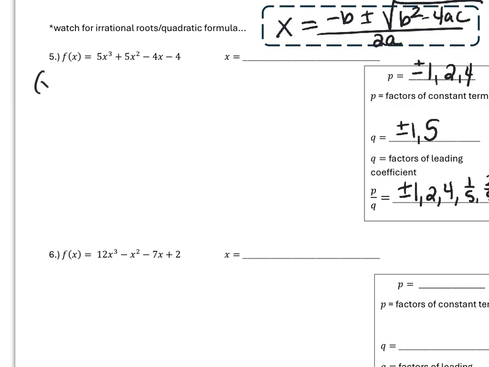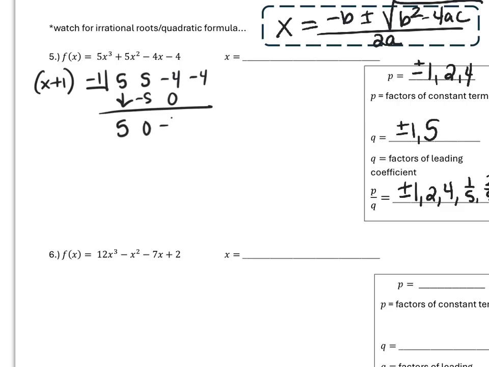So let's do x plus 1. So -1, 5, 5, -4, -4. -5, this is 0, so this becomes 0. This is -4, +4, so what a great day. This is one factor, because that worked.